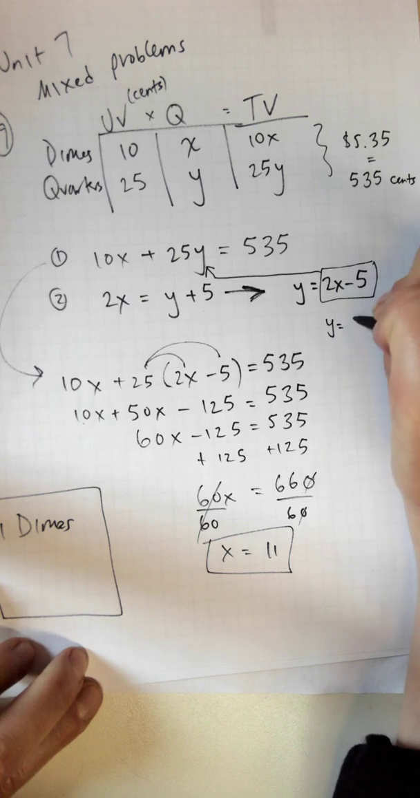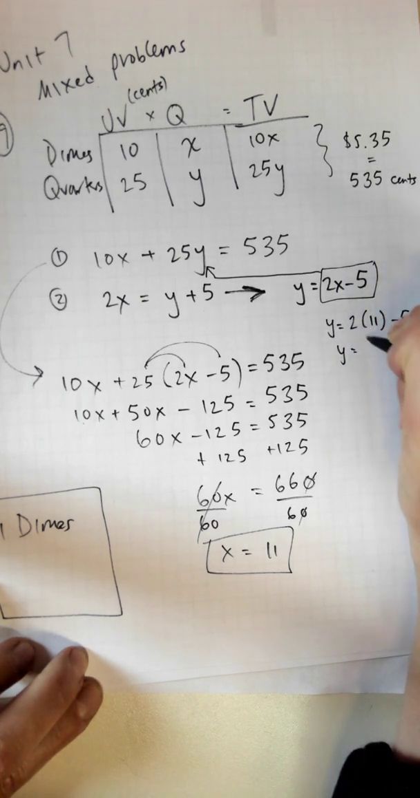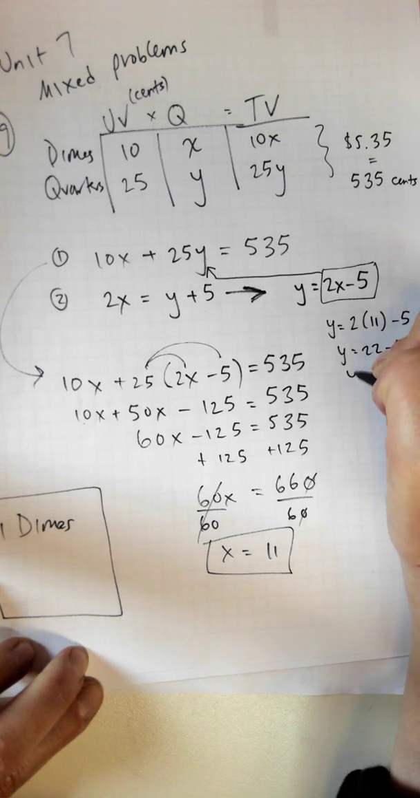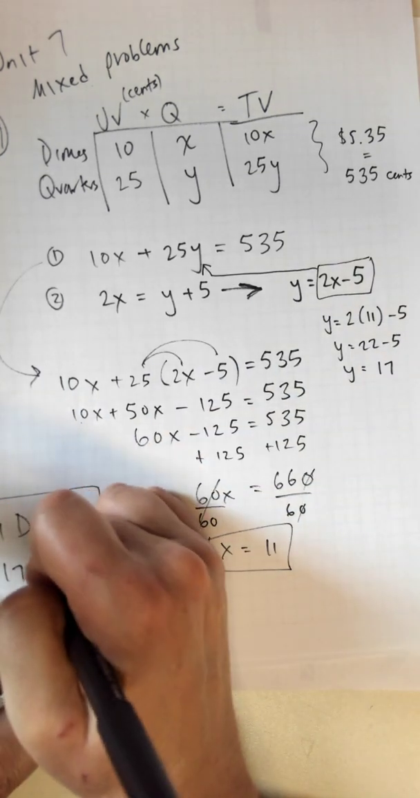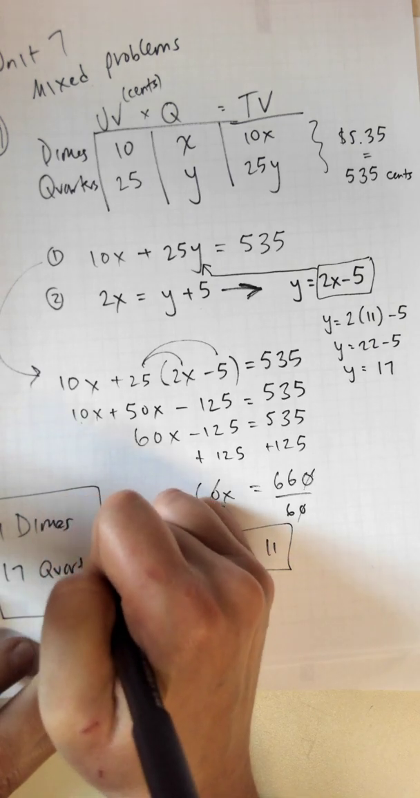Well, y equals 2 times the number of dimes minus 5. Okay, y equals 22 minus 5. y equals 17. So we have 17 quarters. You're amazing.